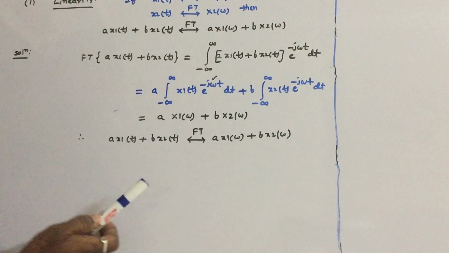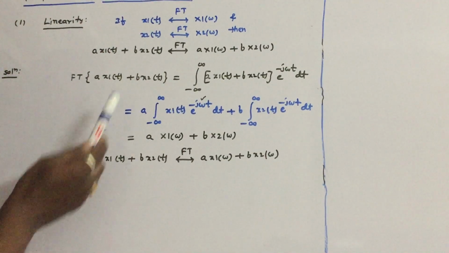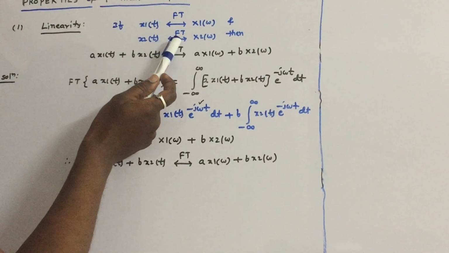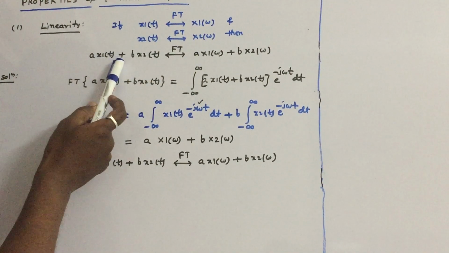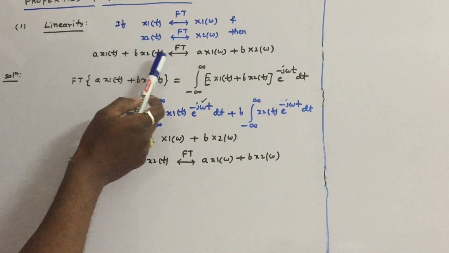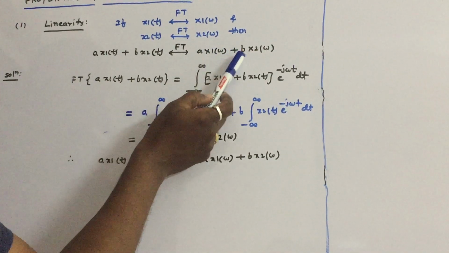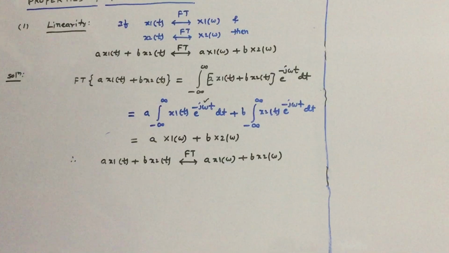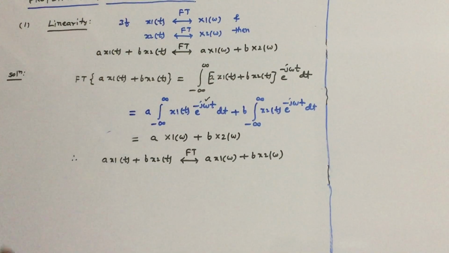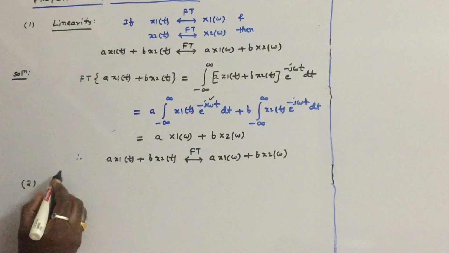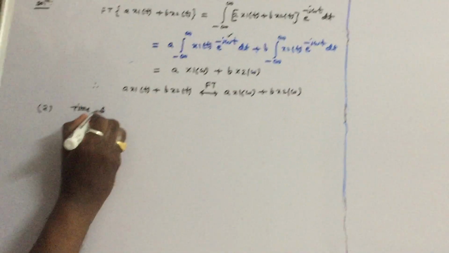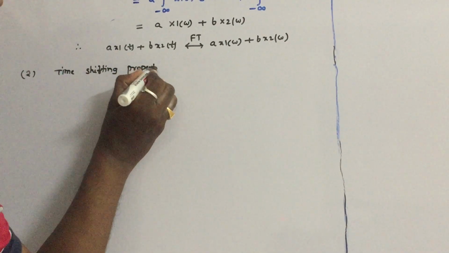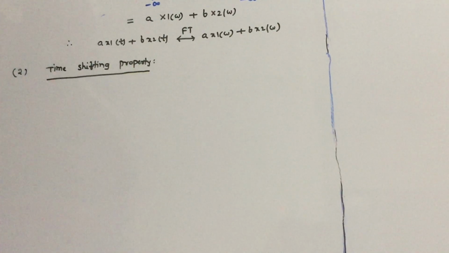So let us see the analogous exponential Fourier series. If x1 of t's periodic signal Fourier series coefficients are Cn, x2 of t's Fourier series coefficients are Dn, then a x1 of t plus b x2 of t's exponential Fourier series coefficients are a Cn plus b Dn. So that is the property we have discussed in exponential Fourier series. Now let us discuss the second property, time shifting property. All these properties are very, very important for competitive exams.